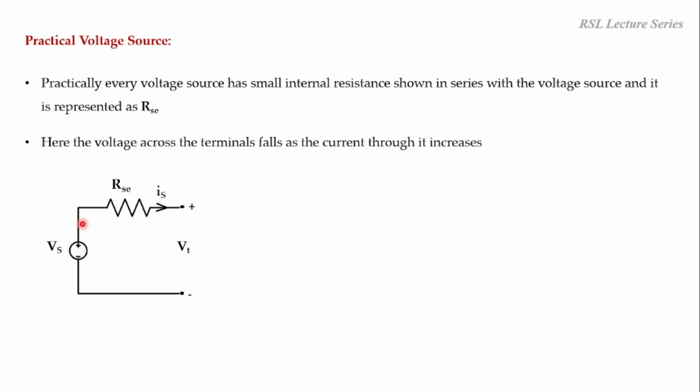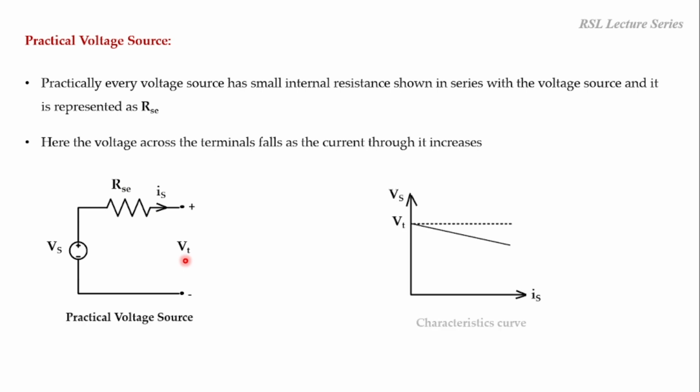Here the voltage source is connected in series with a smaller value of resistance called the internal resistance. Again Vs is the source voltage, Is is the current, and Vt is the terminal voltage. If we draw the characteristics between Is and Vs, this Vt will slightly droop as the current increases. This droop is because of the presence of the internal resistance. The dotted line represents the ideal characteristics, and this is the practical characteristics.